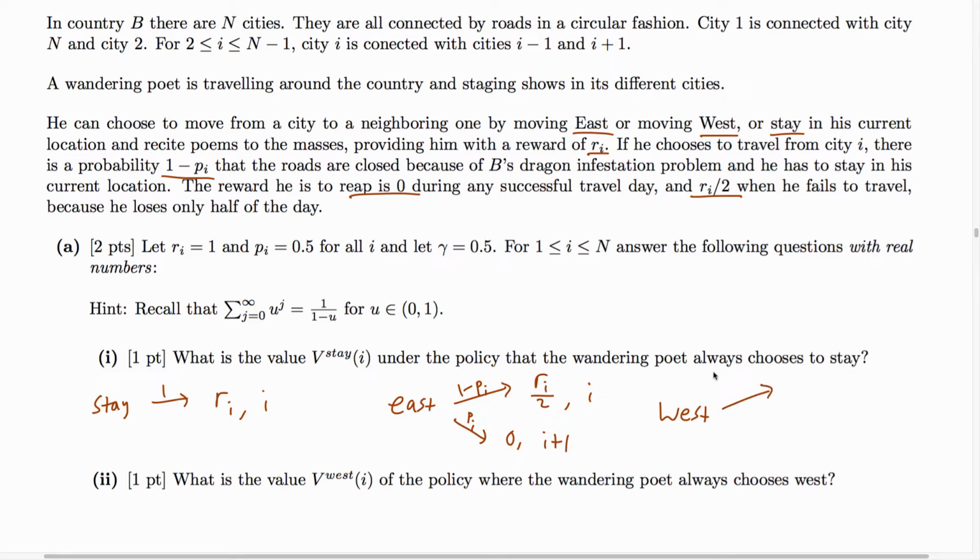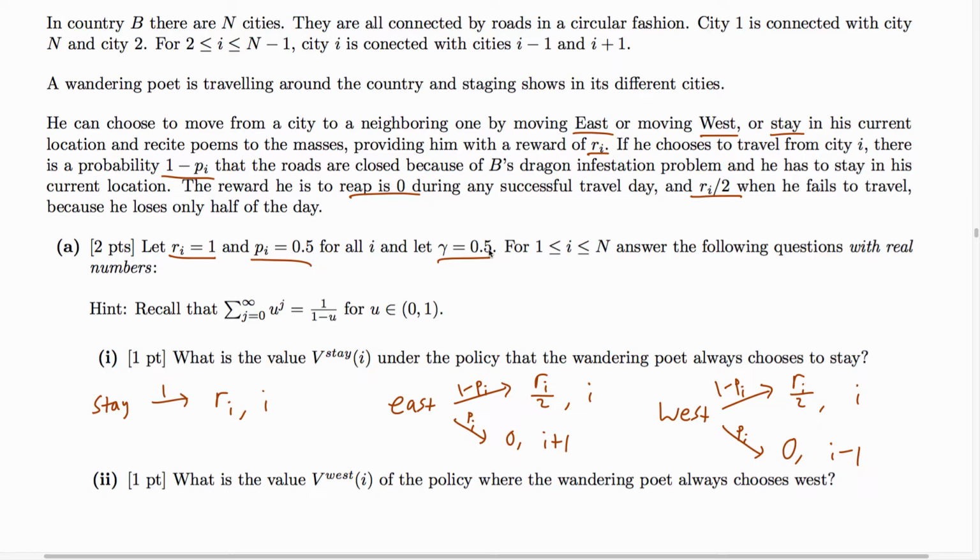If you went west, you get a similar distribution. So if you go west, with probability 1 minus p sub I, you're going to get the reward r sub I over 2, and you stay in city I. With probability p sub I, you're going to get a reward of 0 for successfully traveling, but you're now in city I minus 1. So for part A, we're going to assume that r sub I is equal to 1, p sub I is equal to 0.5, and the discount factor is 0.5 for all I.